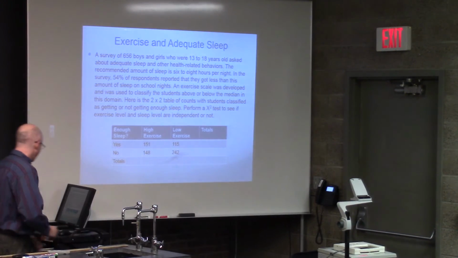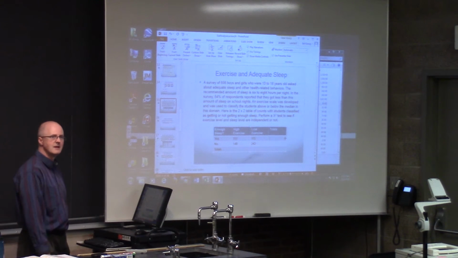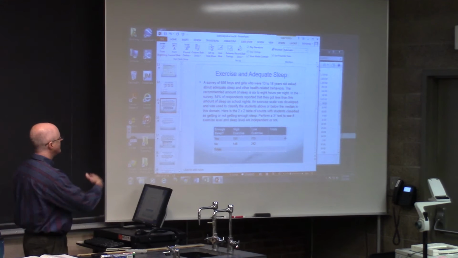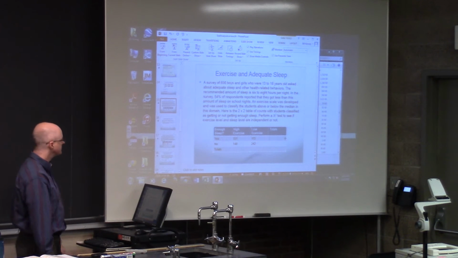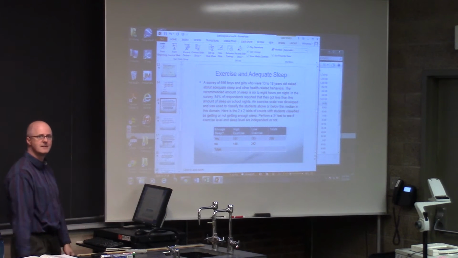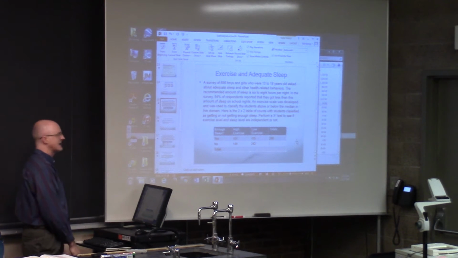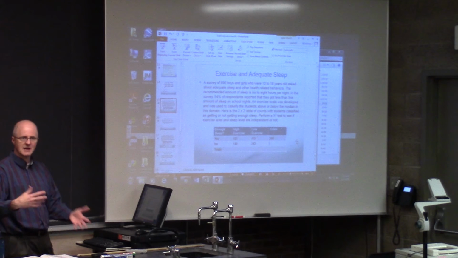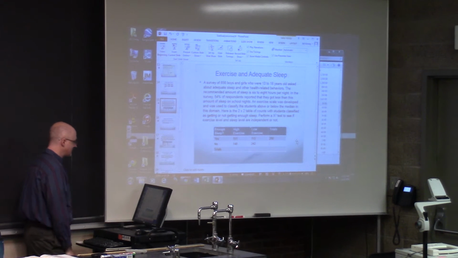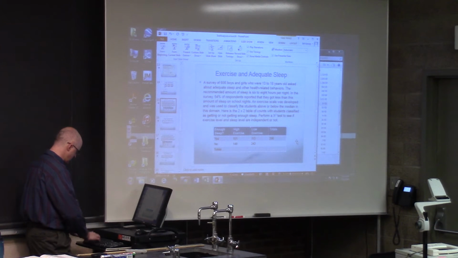Well, again, find these totals. Let's go ahead and fill them in here. You're going to have to do this. Total across the rows, first of all. 151 plus 115, that's 266. That's the people who said, yes, we got enough sleep, whether they exercise more or less or not. Total across the next row, 148 plus 242 will be 390.